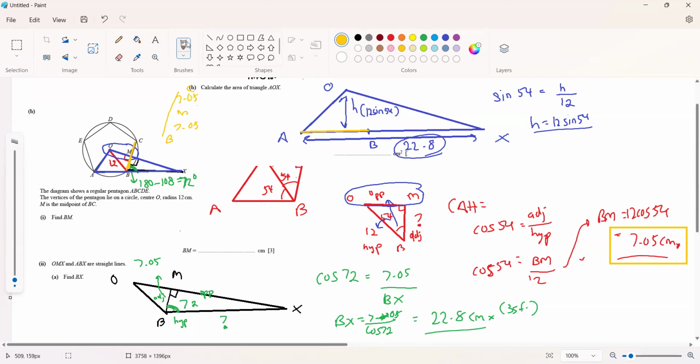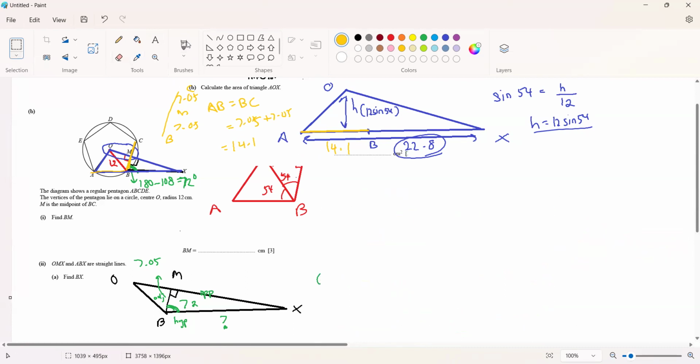And this is a regular polygon, so BC is the same as AB. In this case, AB equals BC. In other words, it is 7.05 plus 7.05, which is 14.1. So the base is just 14.1. There's not much calculation required. Most of the time, we just need to work with what we've already calculated.